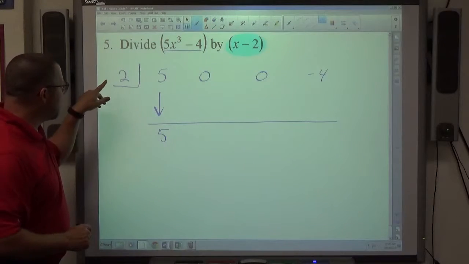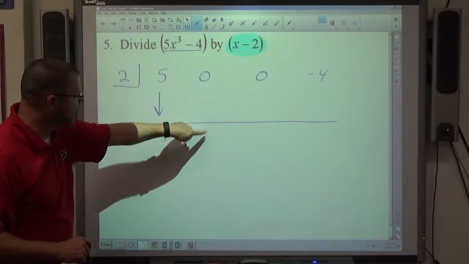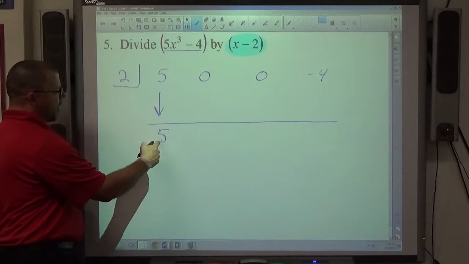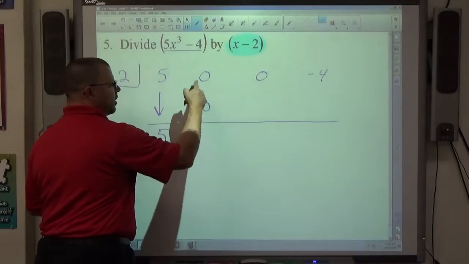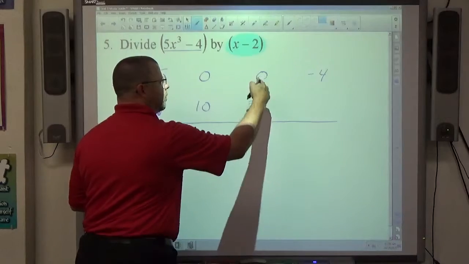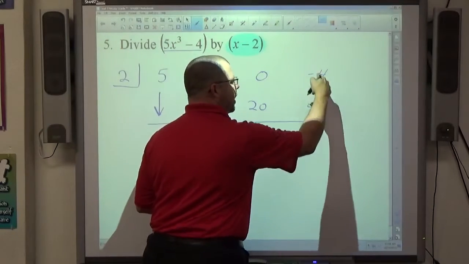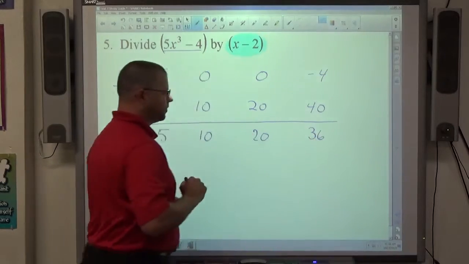Every answer thereafter is a matter of multiplying. You take this times this to get the next number here, add those to get the next number there. So 5 times 2 is 10, 0 plus 10 is 10. 2 times 10 is 20, 0 plus 20 is 20. 2 times 20 is 40, -4 plus 40 is 36.